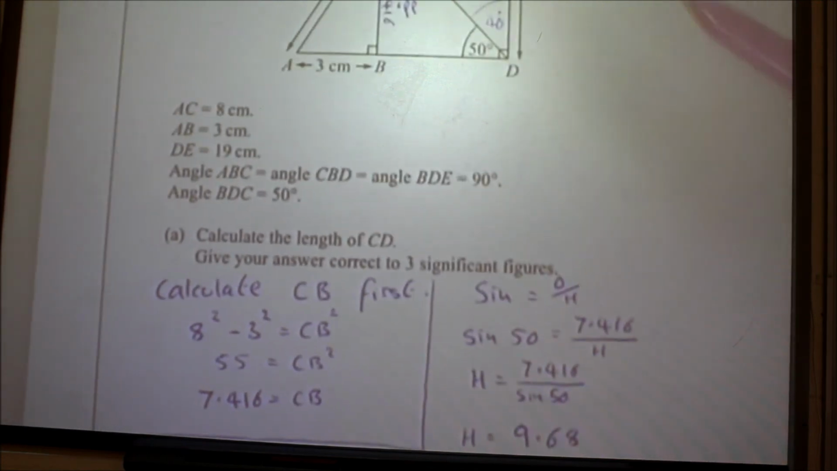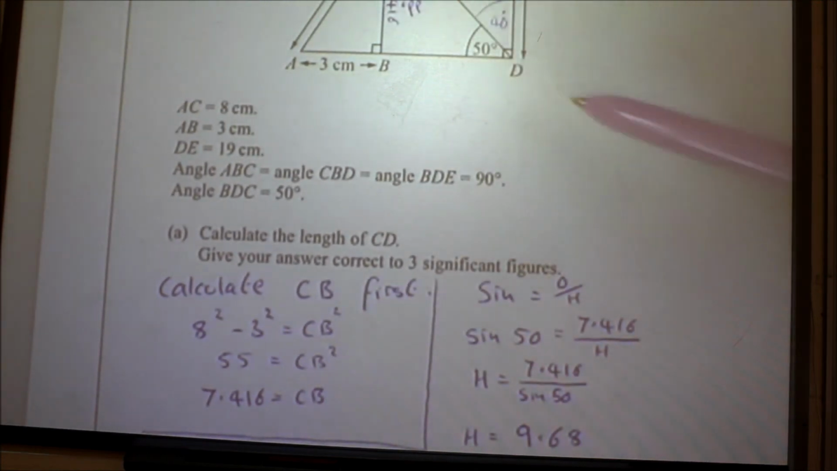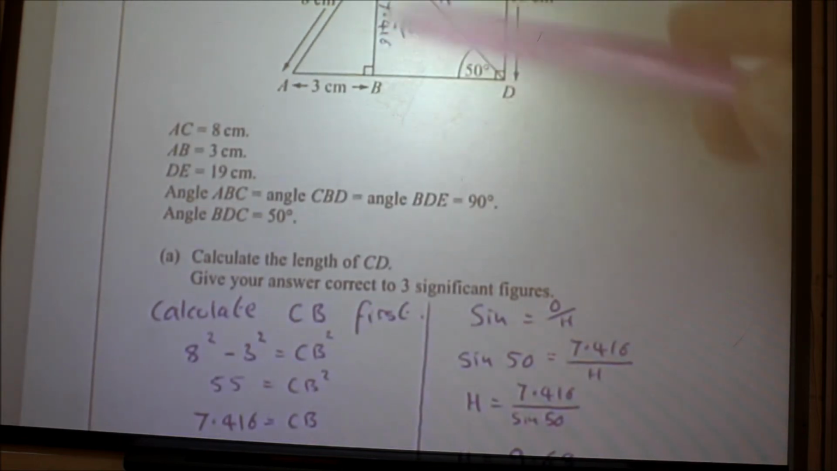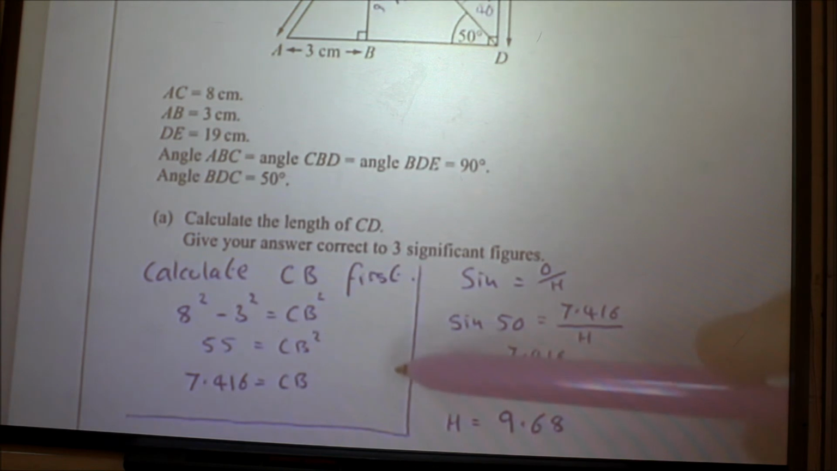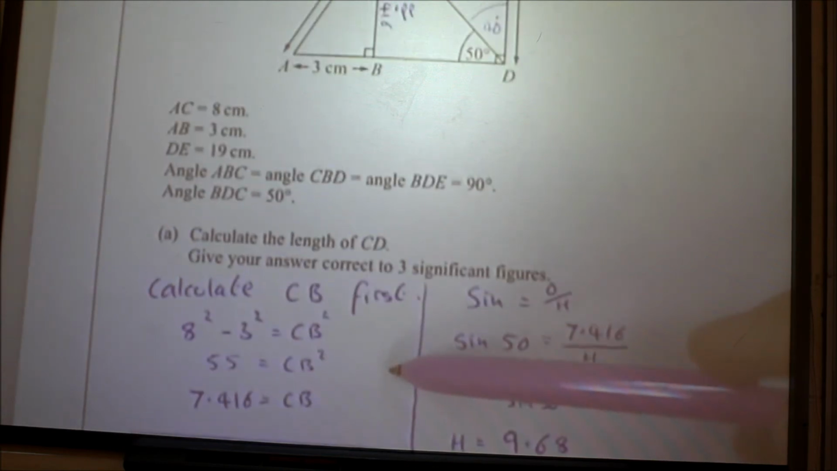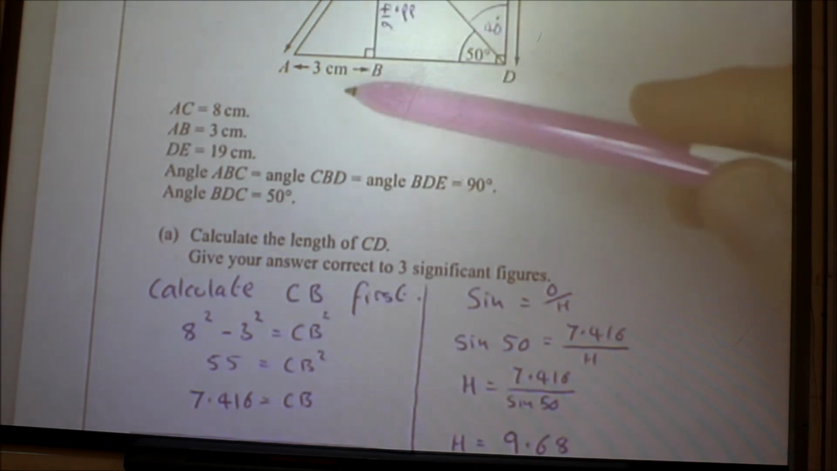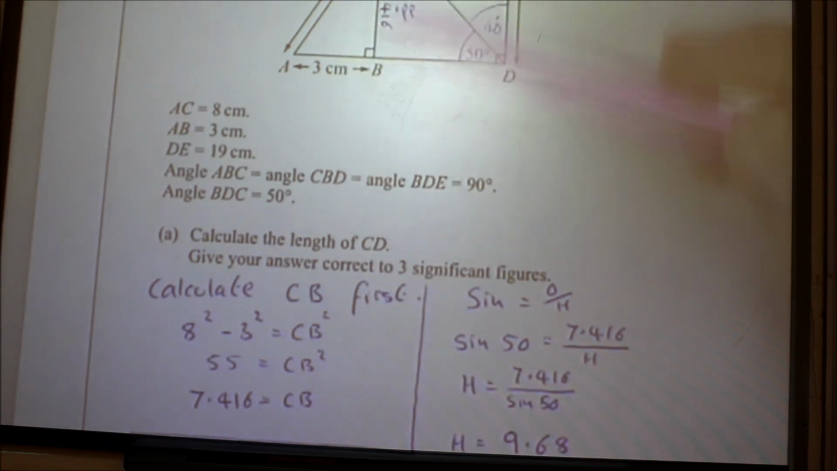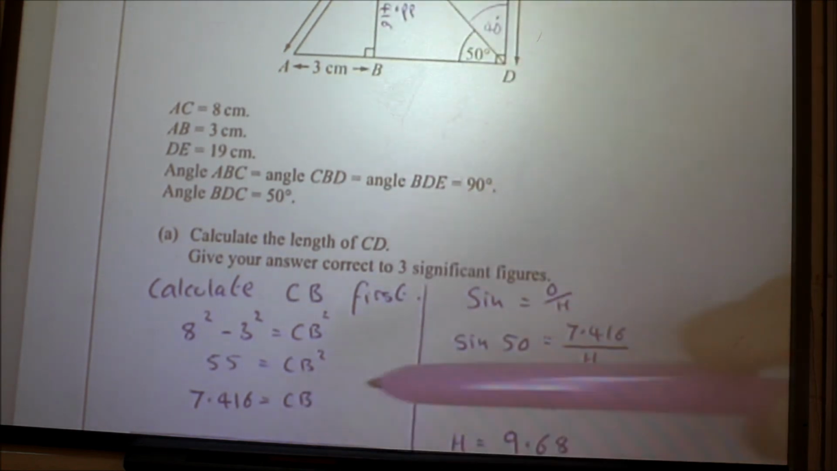Question number 11. Calculate the length of CD. Well, that is that length there. What we've got to do is calculate the length of CB first, which I've done here. It's Pythagoras by the looks of it. Yes, it is, because 8 squared take away 3 squared equals CB. And I've worked that out to be 7.416.